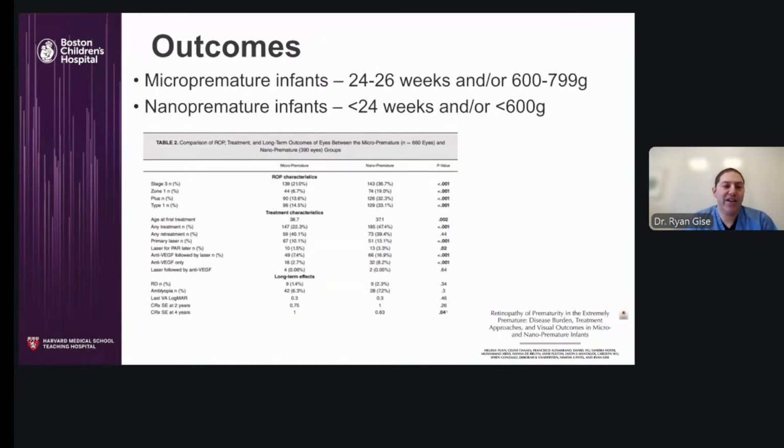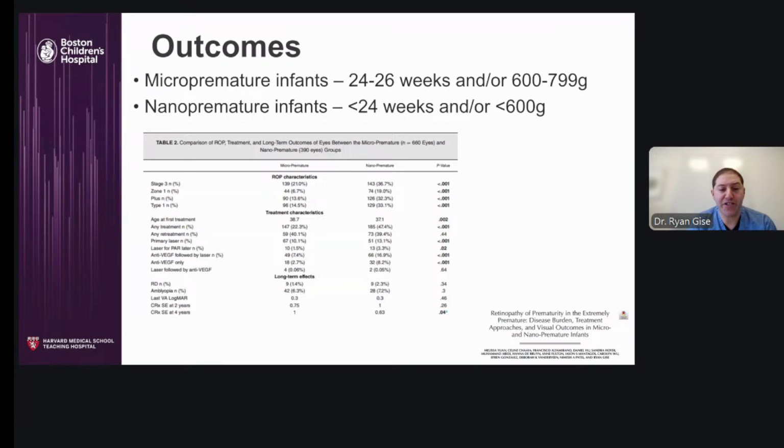And then finally, something that has been a developing problem for our institution is now these nano-premature infants, the under-24-weekers and under-600-gram infants that are being born. We published a paper in the American Journal of Ophthalmology about their long-term outcomes. What we noticed is what you'd expect: a more significant number of them required treatment. If you look at some of the national studies, about 50 to 60% of nano-premature infants will go on to require retinopathy of prematurity treatment. The treatment age is younger in these kids, and they're more at risk for having more posterior disease.